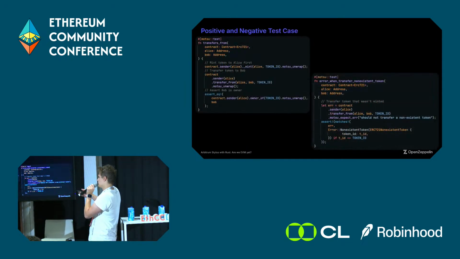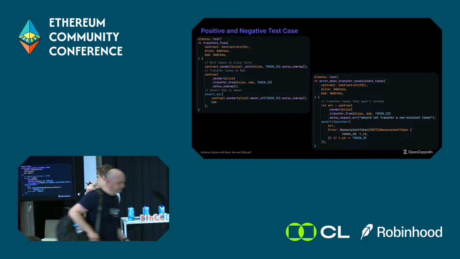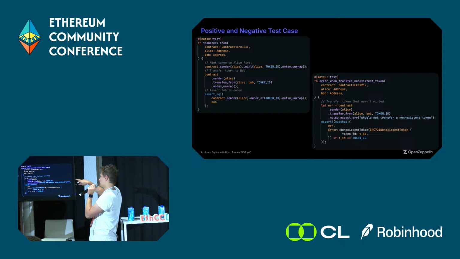Here is an example of a positive and a negative test case. It looks quite simple, and it's quite understandable what you're doing, like who the sender is. You don't need to hard code any addresses, because addresses are derived from names. For example, Alice's address is derived from the Alice string, and for Bob it's the same.